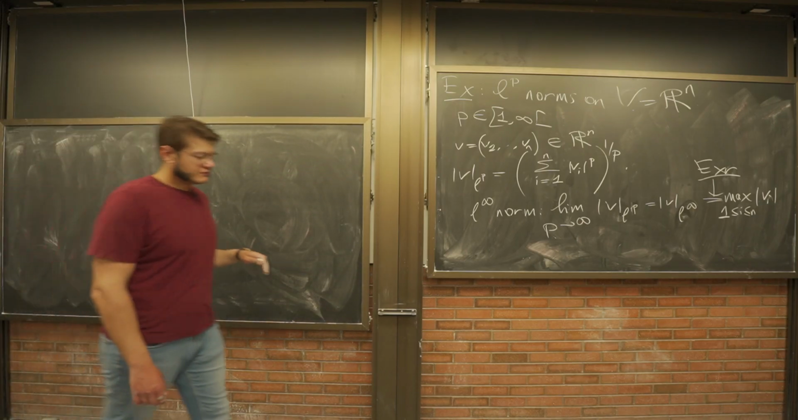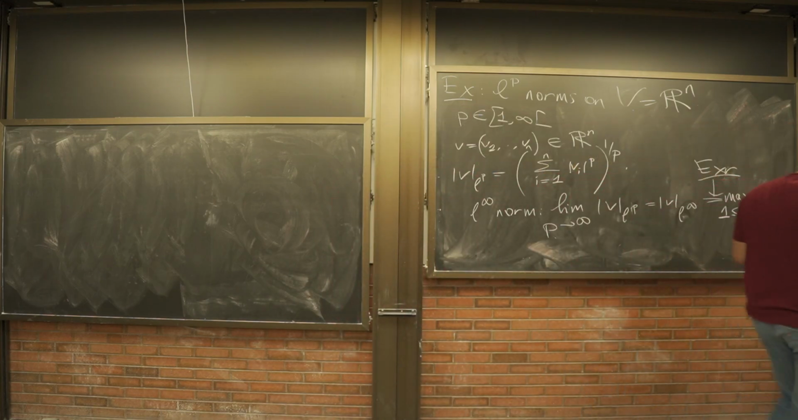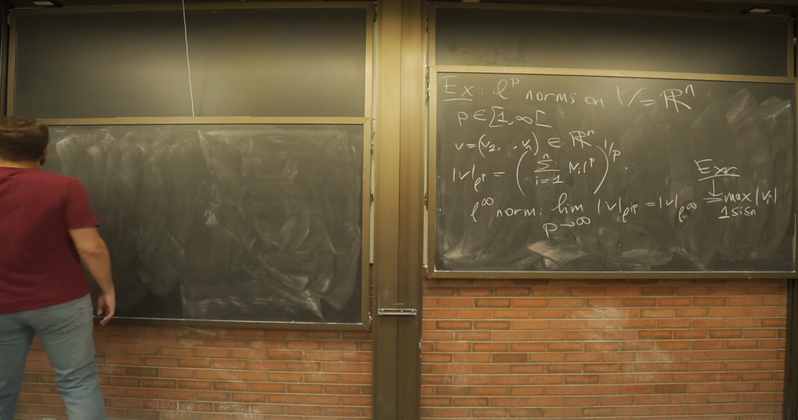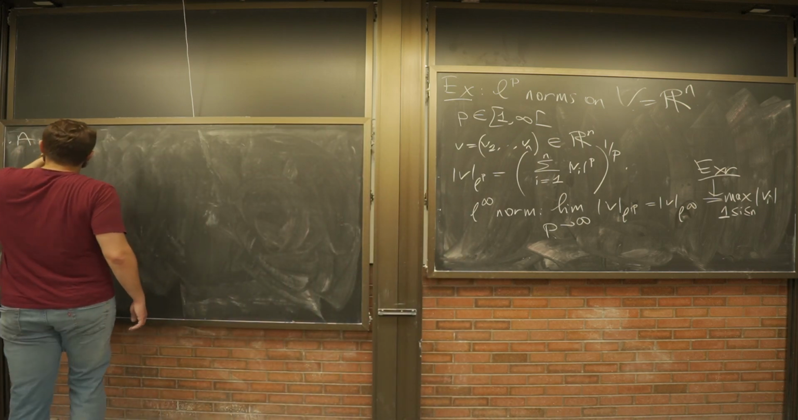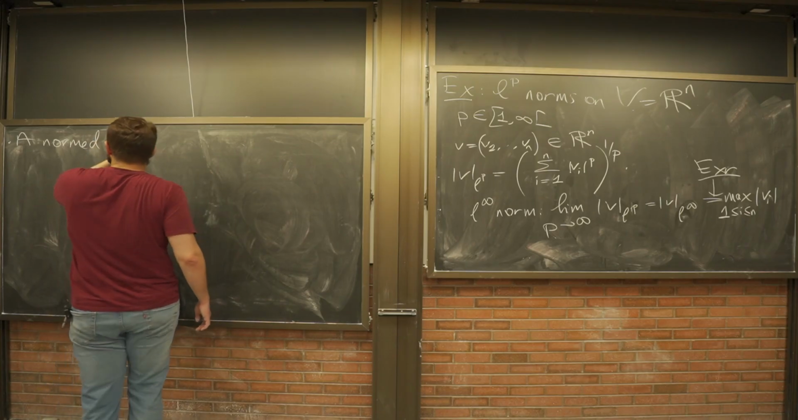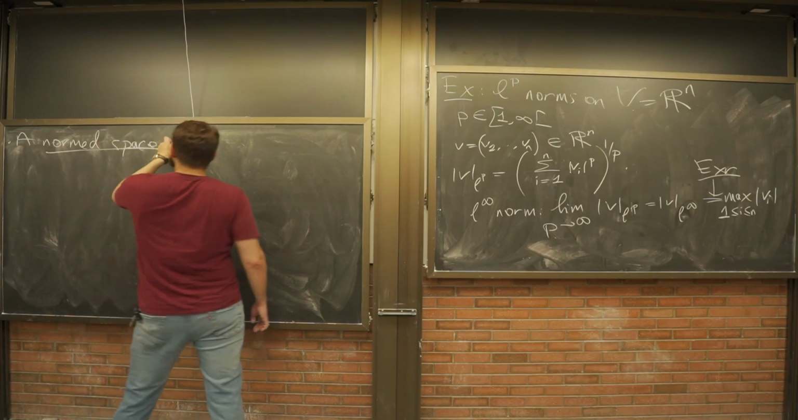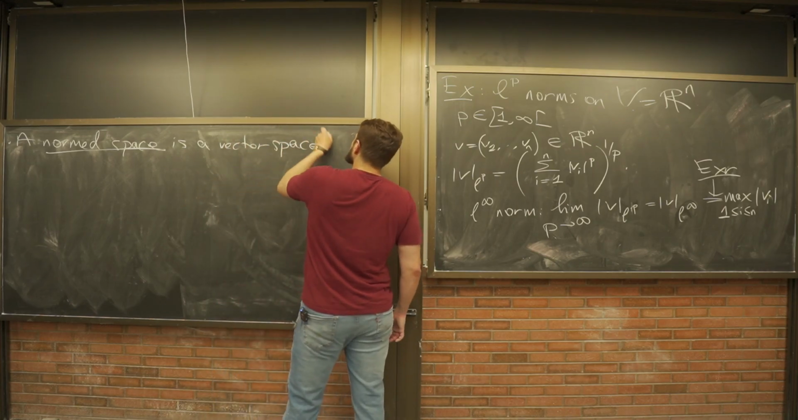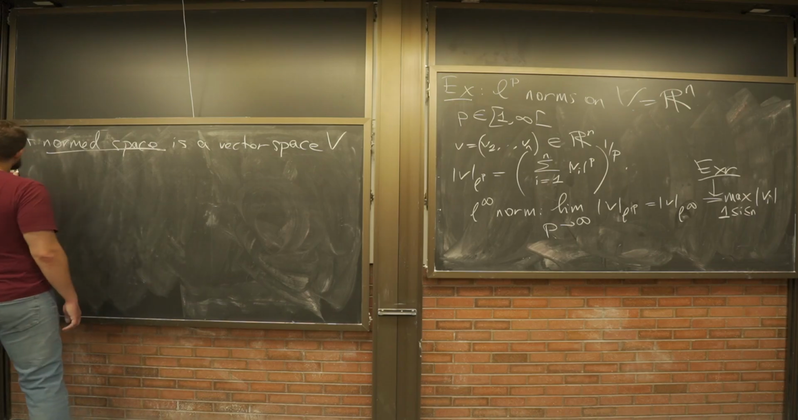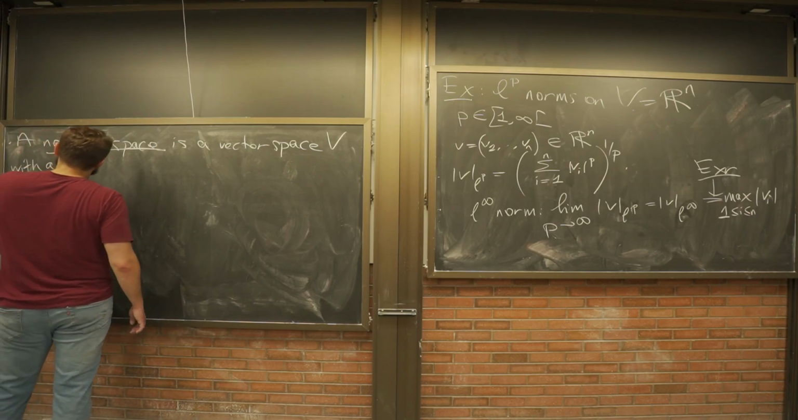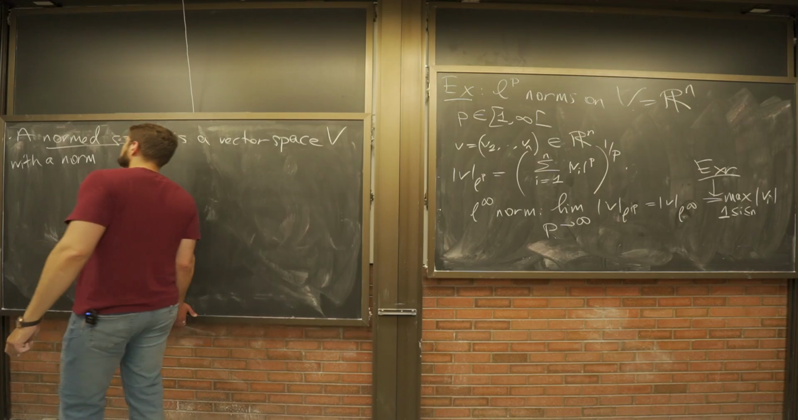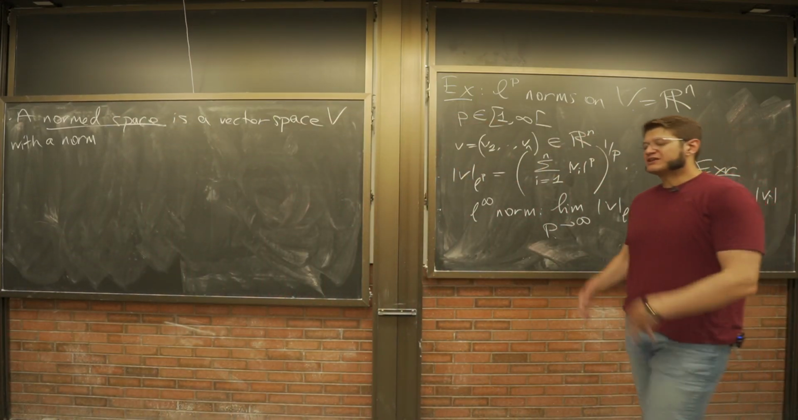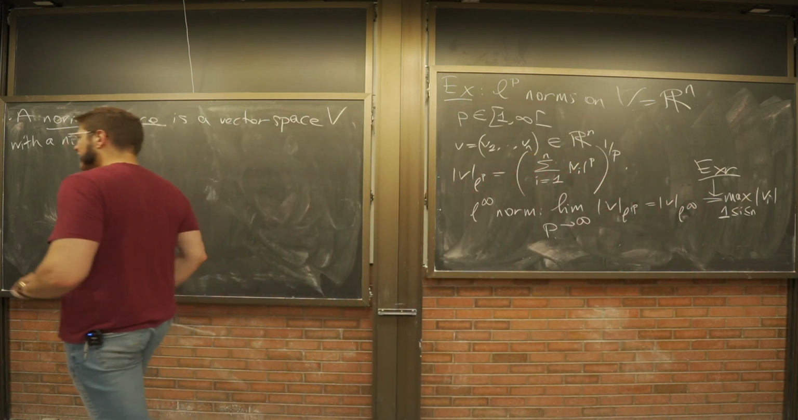Oh, maybe I should mention this as well. If I have a vector space together with a norm on it, that is called a normed vector space. A normed space, or normed vector space, is a vector space V with a norm. So you have the vector space structure, addition, scalar multiplication, but on top of that, you have the ability to say this vector has this magnitude.